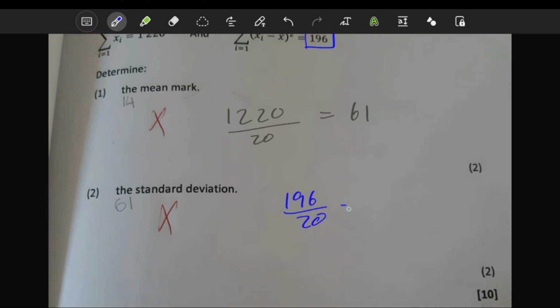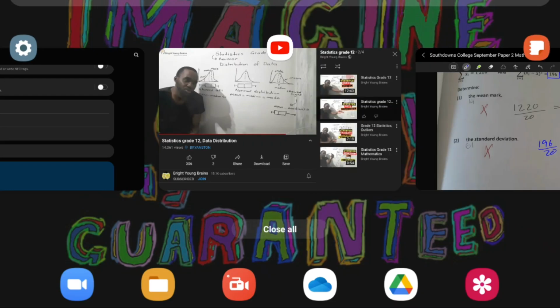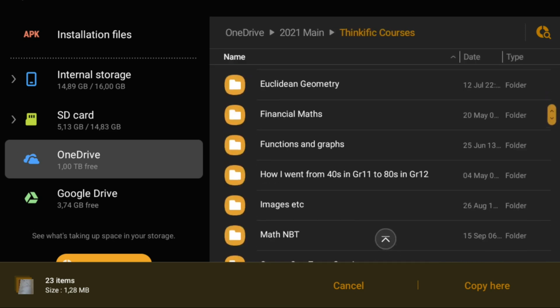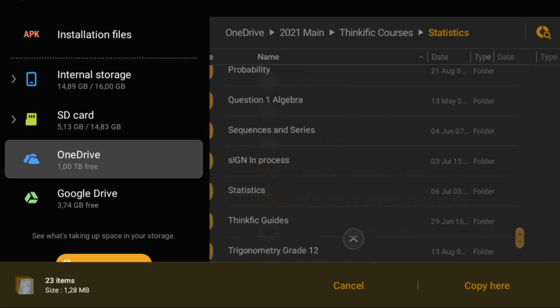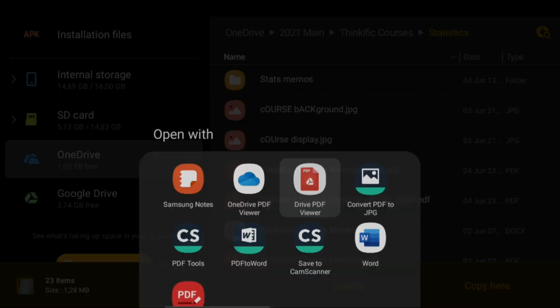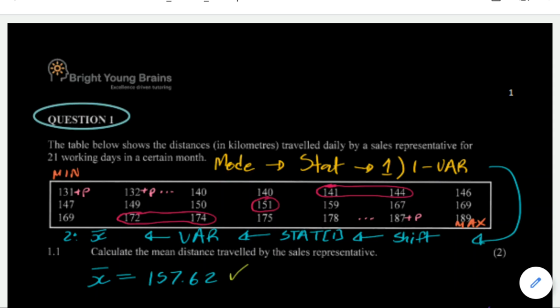So this is going to be divided by 20 pieces of data, and it is going to give you, let's see, 196 divided by 20. This is like 9.8. So obviously if you double check in like the stats course, let's just go to statistics, and let us go to the statistics memo. We are going to be faced with the following.